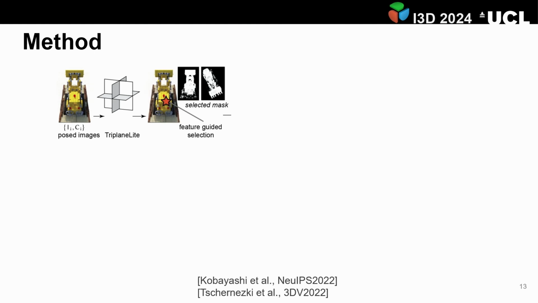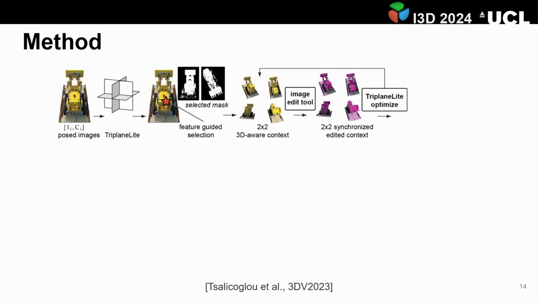So how does ProteusNeRF work? Given a NeRF with our triplane representation, thanks to previous work, a user can choose a rendered view with an image patch and indicate the 3D object she wishes to modify. To keep editing consistent, we propose a novel method, 3D-aware image context, inspired by the work TEXTure. In our pipeline, it then renders the 3D-aware image context, for example, here, a 2x2 3D-aware image context.